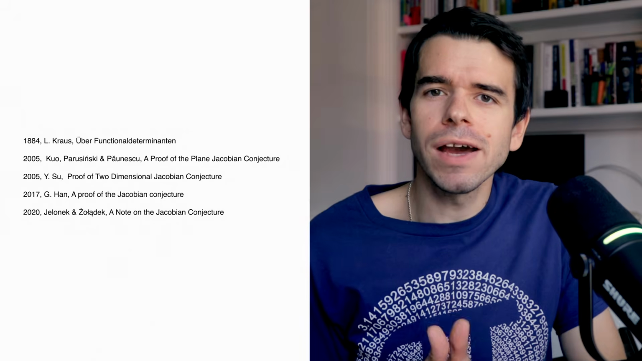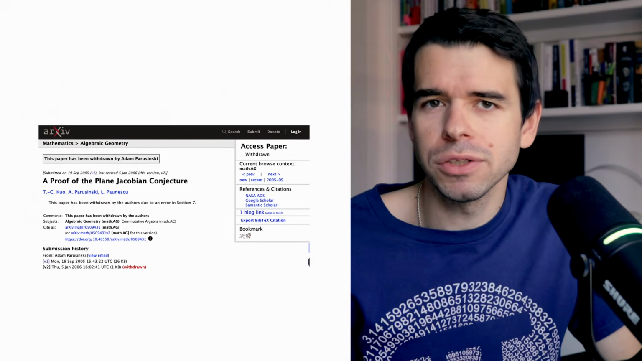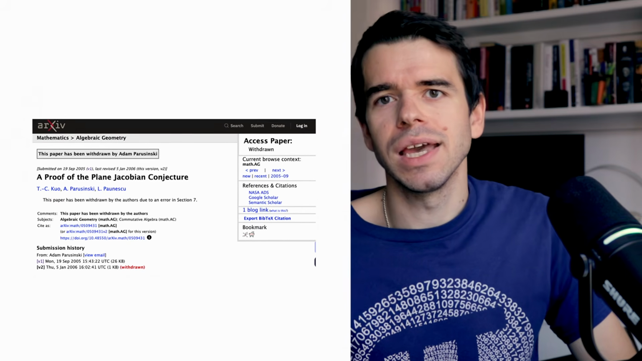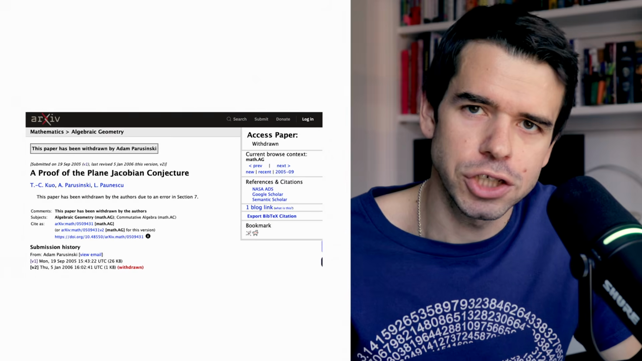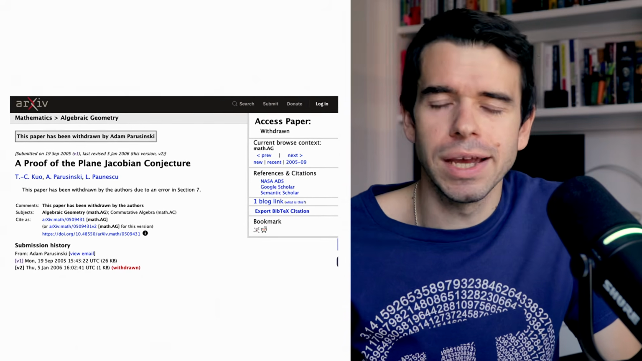In 1939, German mathematician Otto Heinrich Keller formulated the more general version in n dimensions, so that's the conjecture as we know it today. Keller was even considered the creator of the conjecture for many years until Krauss's earlier work was rediscovered. At least 5 published proofs were later found to contain errors. All of them attempt to prove that the Jacobian conjecture was true. For example, a 2005 paper literally titled "A Proof of the Plain Jacobian Conjecture," attempt to prove the two-dimensional case, but it was withdrawn after an error was discovered.